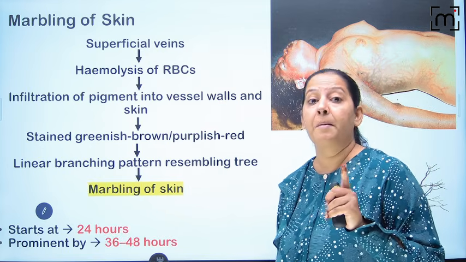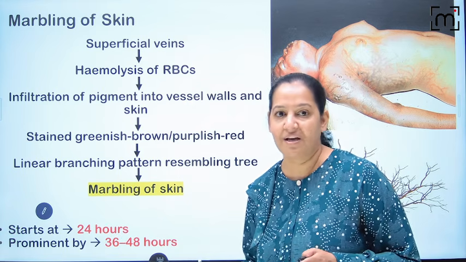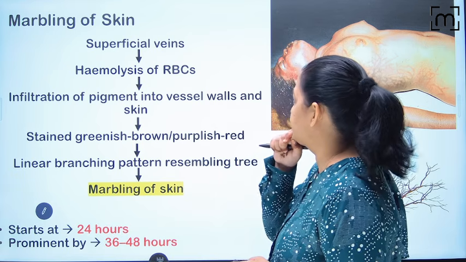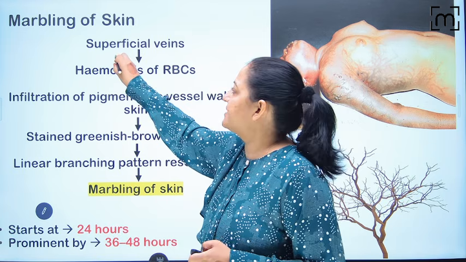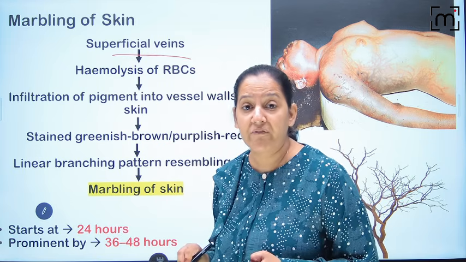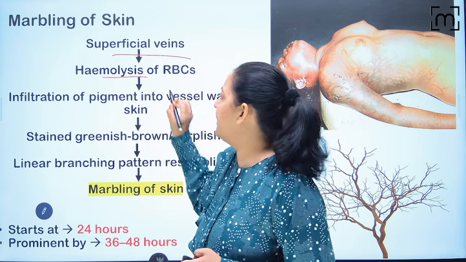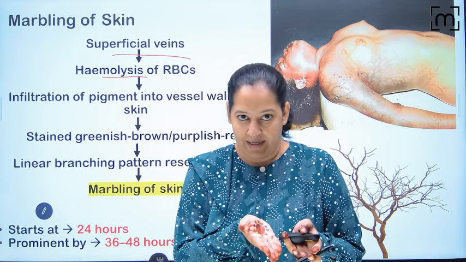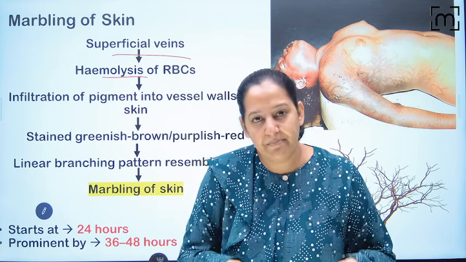Now, one more thing, marbling of skin. It is also seen in the external color changes. What do you mean by marbling of skin? We have superficial veins, especially the leg veins. In the superficial veins, there is hemolysis of RBC. The wall of the vein is destroyed by the bacteria, and the RBCs leak out. That is basically putrefaction.